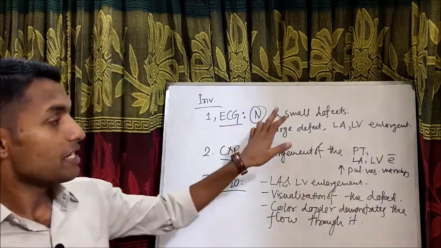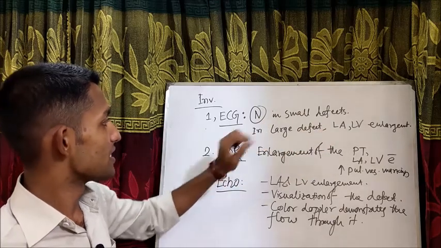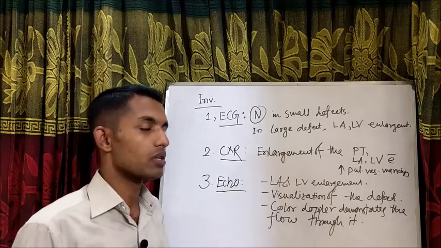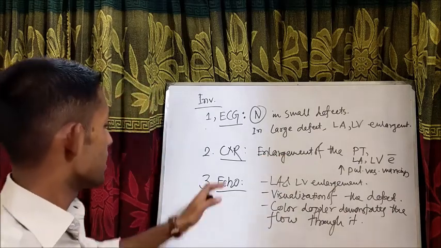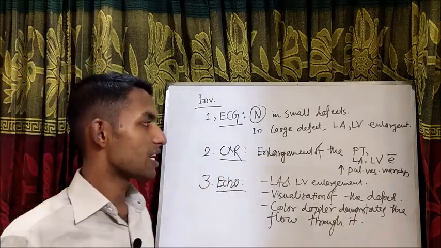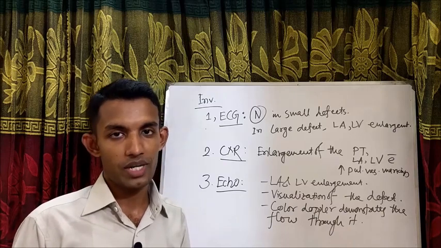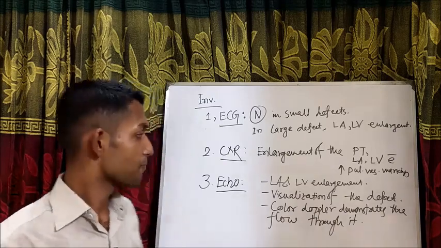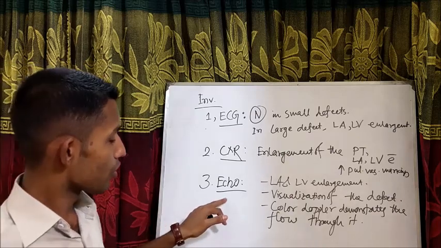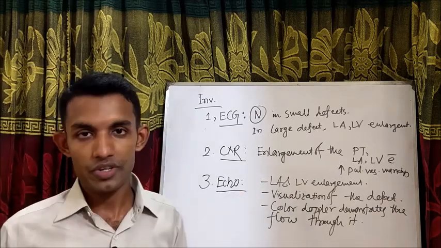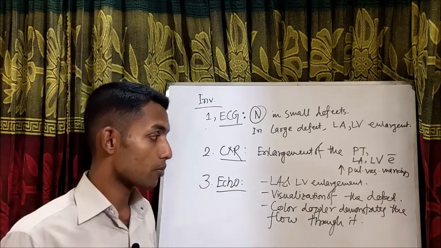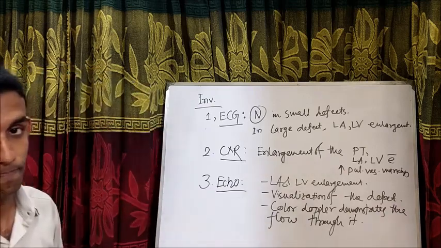In ECG, if it is a small defect, we may get a normal ECG, and in case of larger defects, we may get left atrium and left ventricle enlarged. And in case of chest X-ray, we may get enlarged pulmonary trunk, left atrium enlarged, left ventricle enlarged, and increased pulmonary vascular markings. And in case of echocardiogram, we will get left atrium and left ventricle dilated, and visualization of the defect, and color Doppler demonstrates the flow through it.